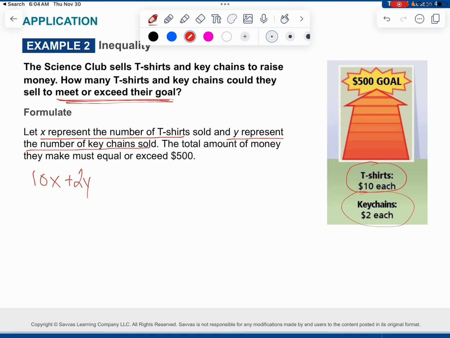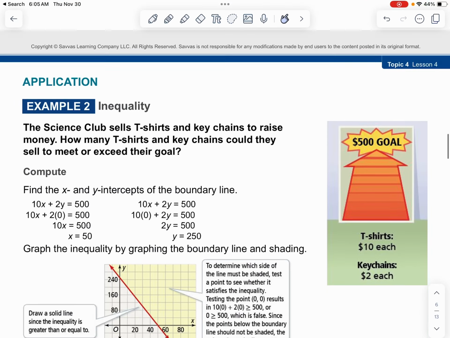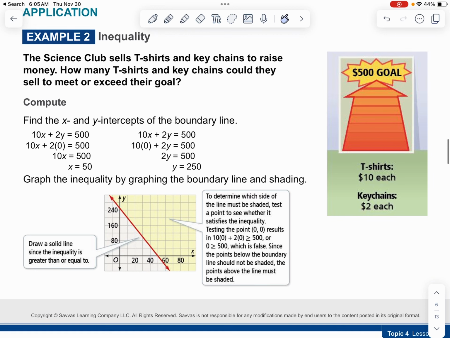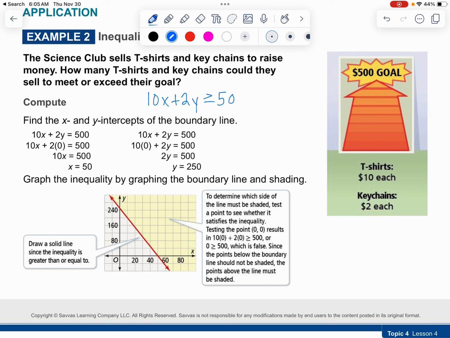And then the total must either meet or exceed their goal. So it must be greater than or equal to 500. All right, now on this slide, what you have is the graph of that inequality. So the inequality was 10x plus 2y greater than or equal to 500.